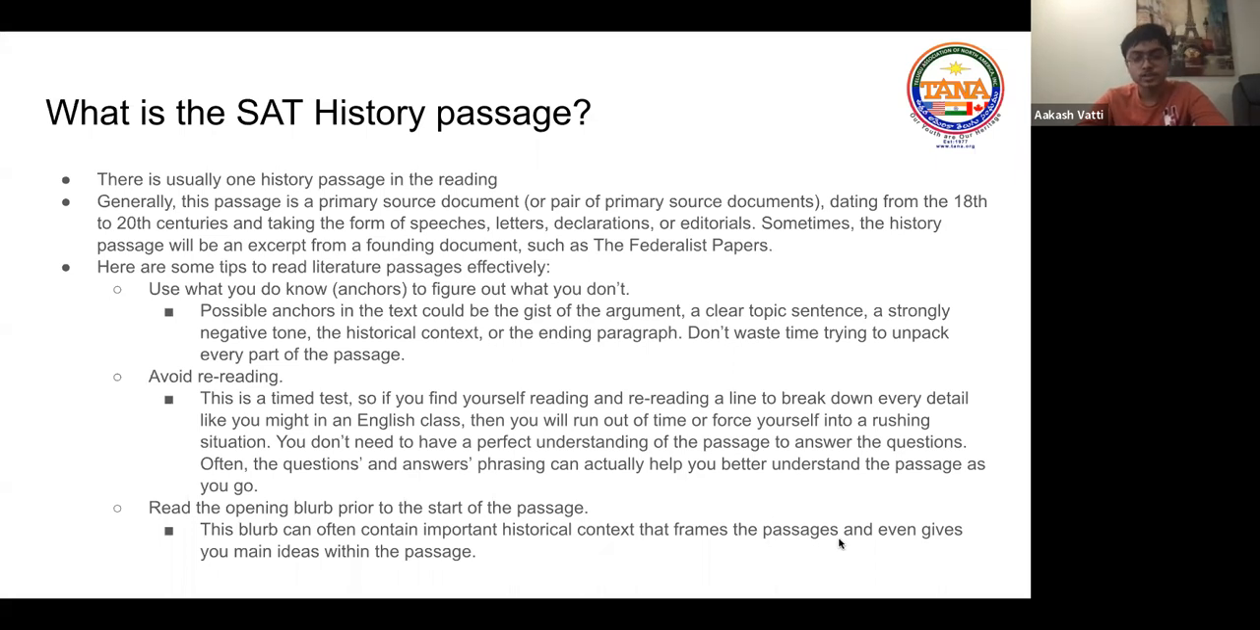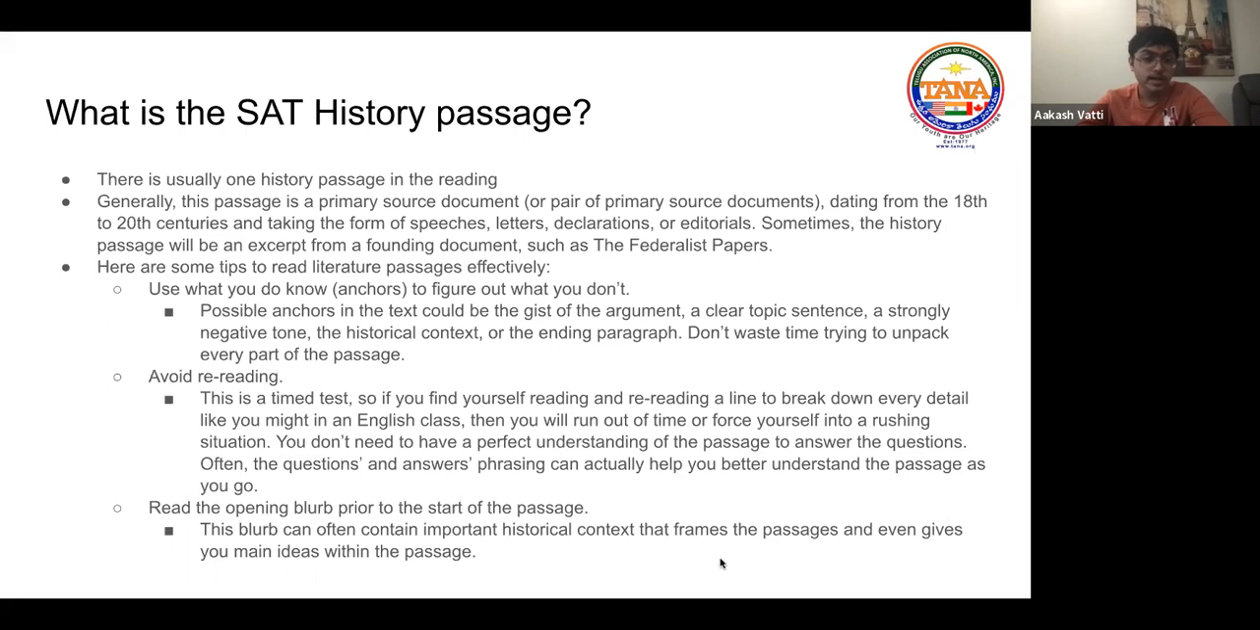As I said, whenever I do a passage, I take a general understanding of it and just write it down on the side. I don't need to perfectly understand exactly what it's talking about, and usually I don't. I just take the general theme of it. Often the questions and the answers' phrasing can actually help you better understand the passage as you go.